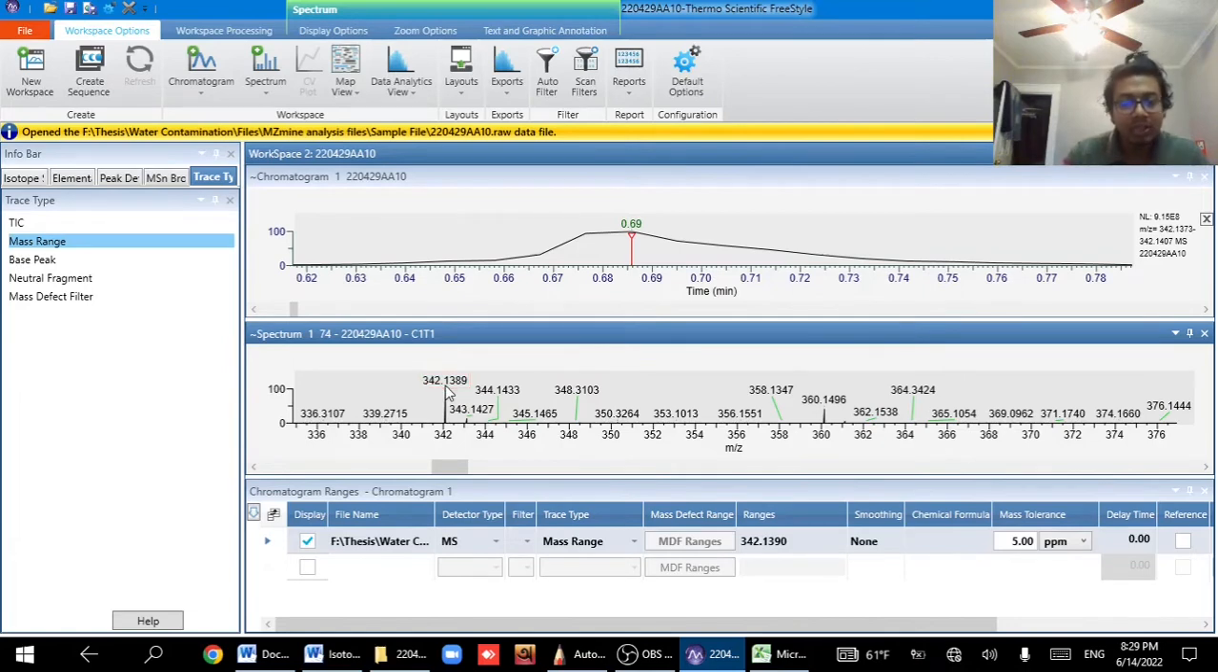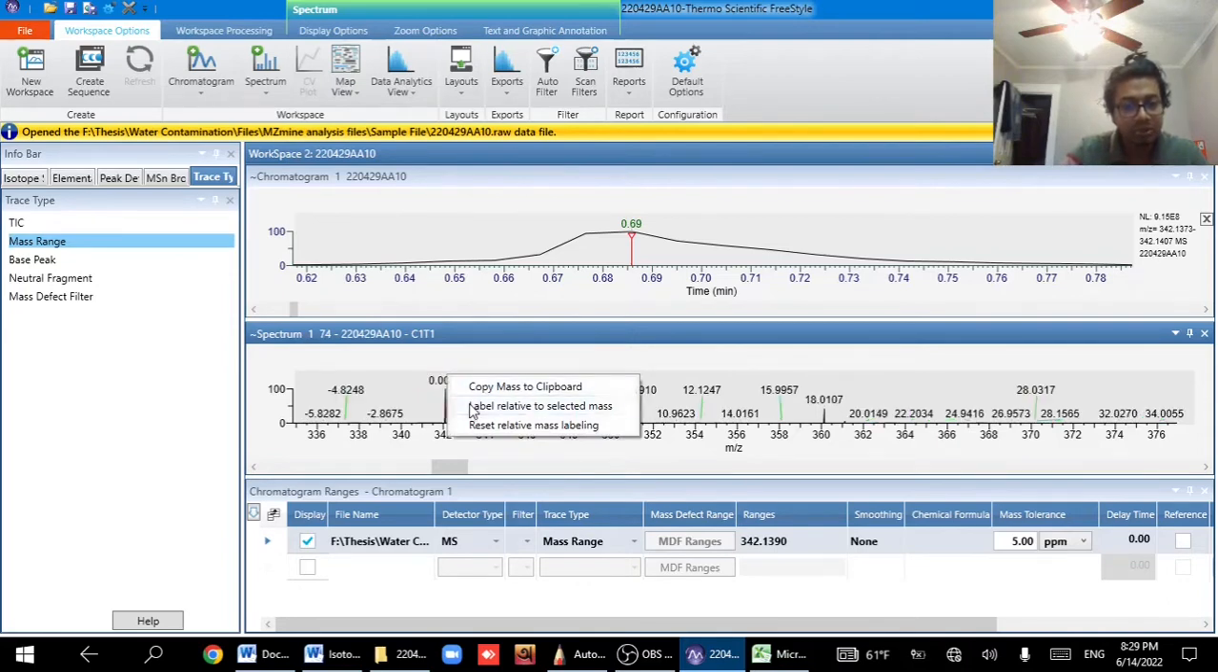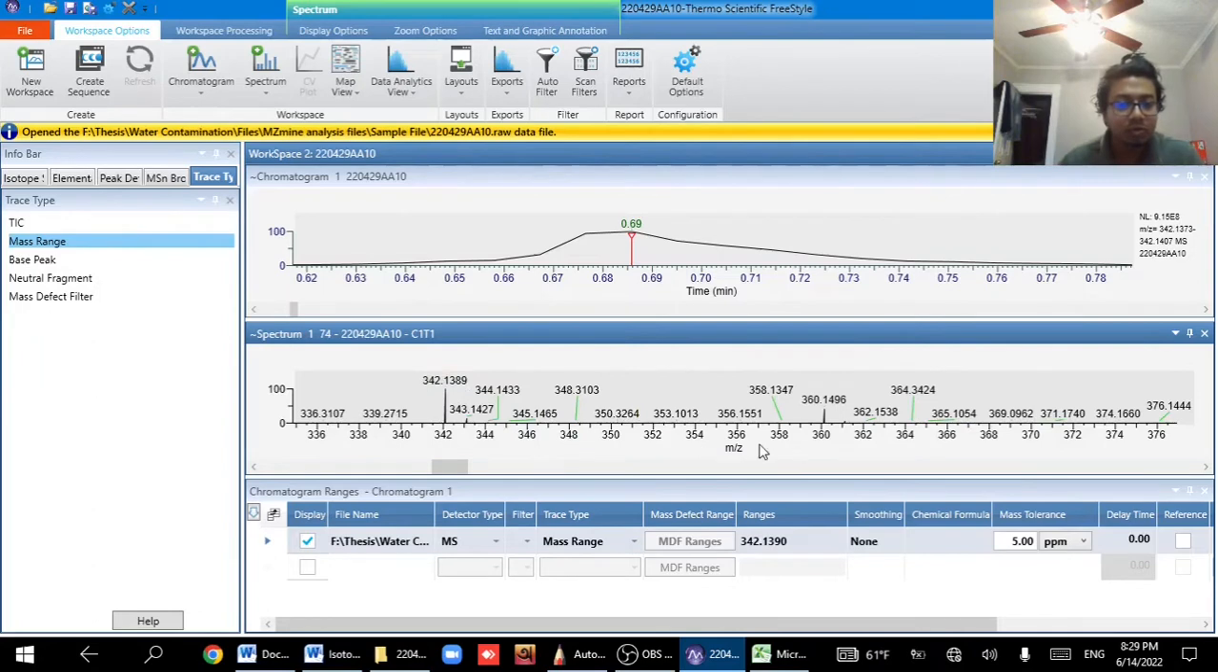So I will do that. You can also use the calculator here, like 343 minus 342, to find the difference, but here the software can do that for you. So level that selected value. Remember, this is 342.1389, your targeted or specific m/z value, and you need to find the molecular or chemical formula of that mass, not 343 or 344. So that's why I target that one, and I need the difference between the other masses.